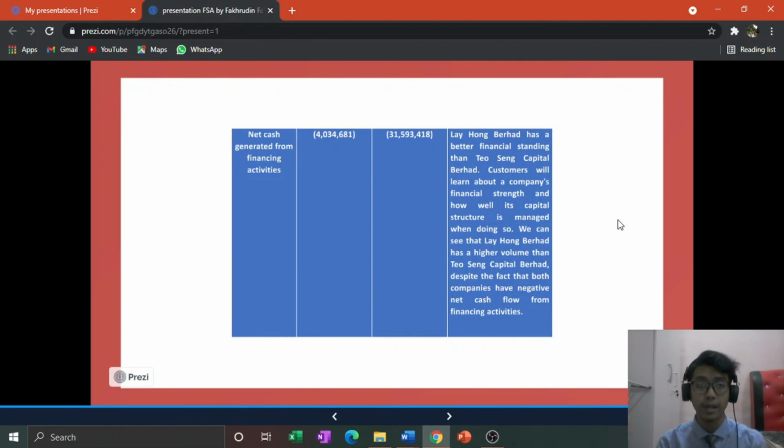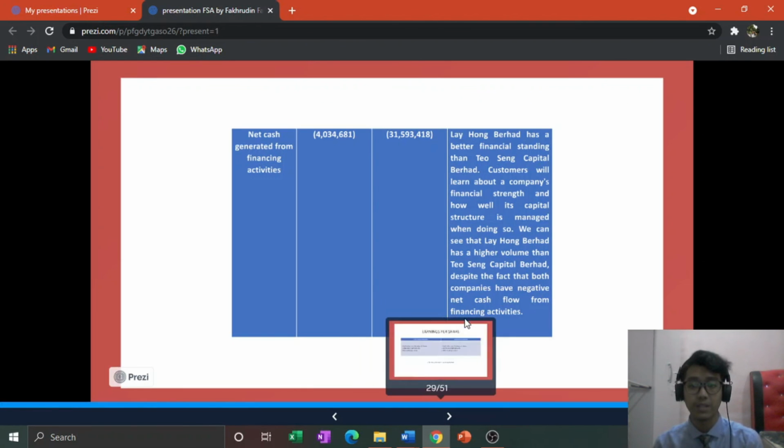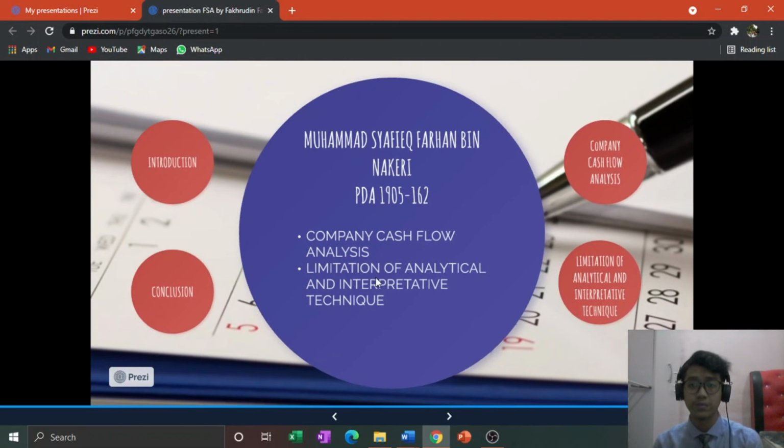Next one is financing activities. For Leh Berhad, it has negative 4034,681 ringgit, and for Teo Seng Berhad, it has negative 31,593,418 ringgit. Leh Berhad has a better financial standing than Teo Seng Capital Berhad. Customers will learn about a company's financial strength and how well its capital structure is managed when doing so. We can see that Leh Berhad has a higher volume than Teo Seng Capital Berhad, despite the fact that both companies have negative net cash flow from financing activities. So this is the company cash flow.